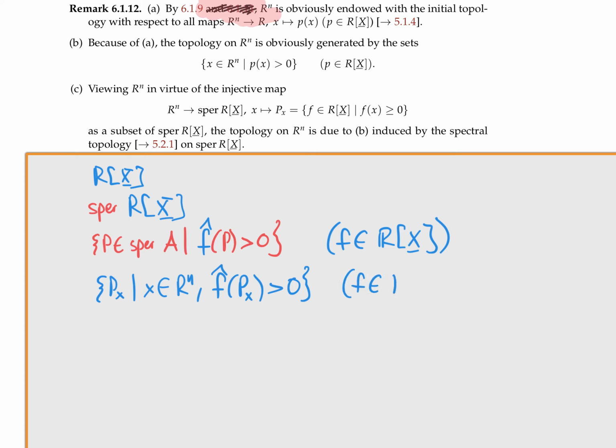And f ranges over all polynomials. Oh, sorry, I wrote here the real numbers. That was, of course, not okay. I meant, of course, real closed field R.